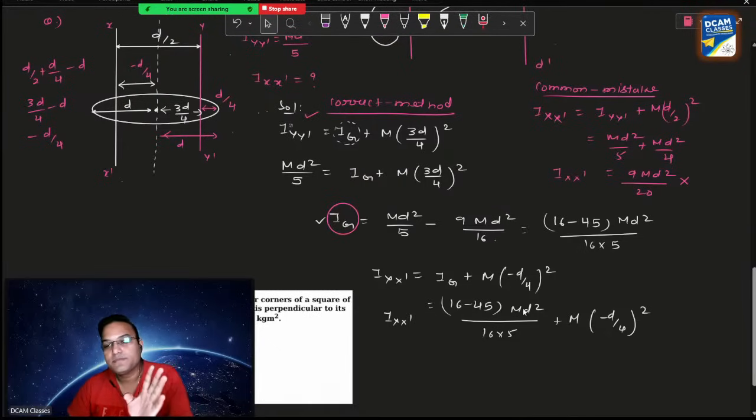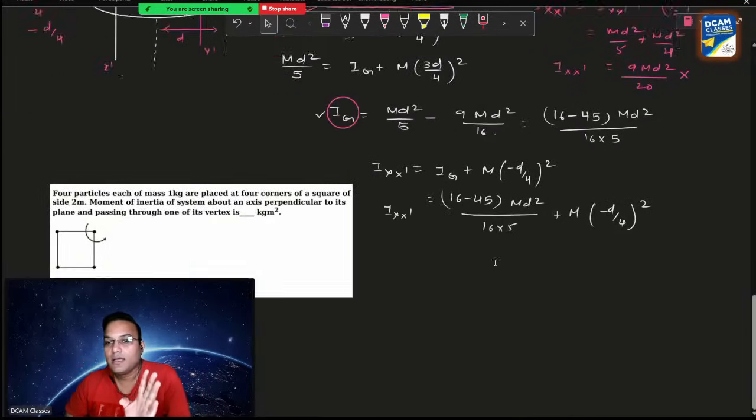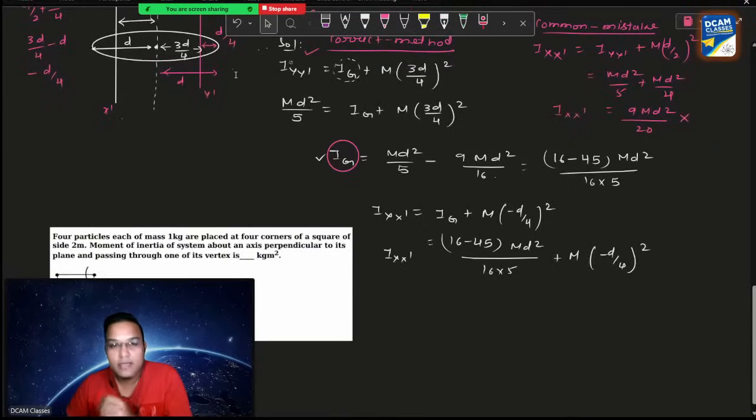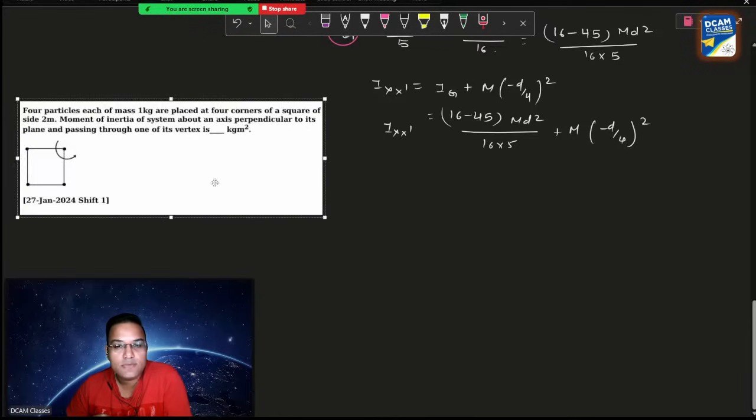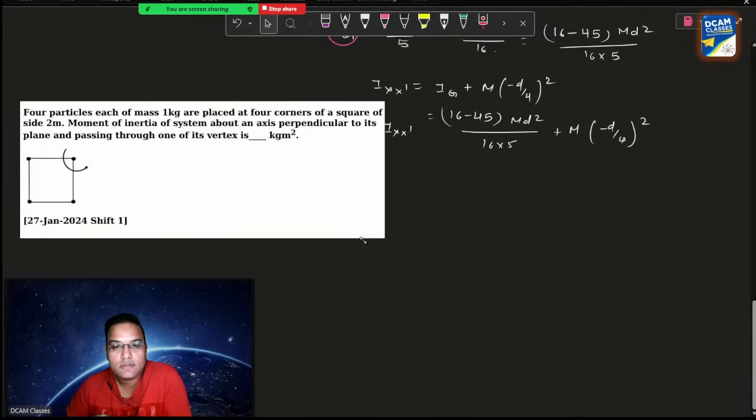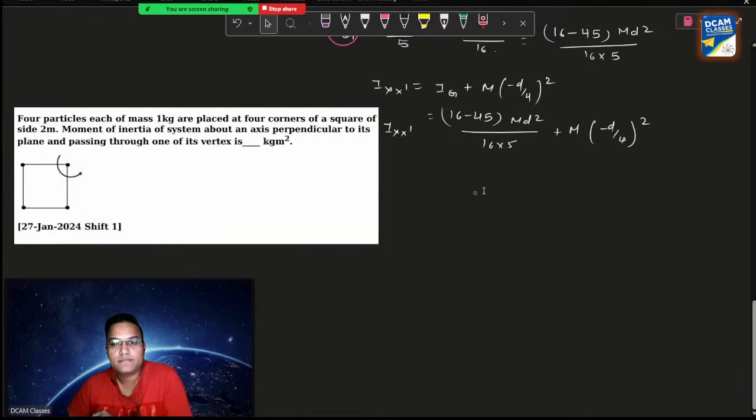Understood? Okay. Now try to solve this question. Now these are the actual questions you should be solving. Solve it. Parallel axis theorem I have told. Perpendicular axis theorem I will tell later.